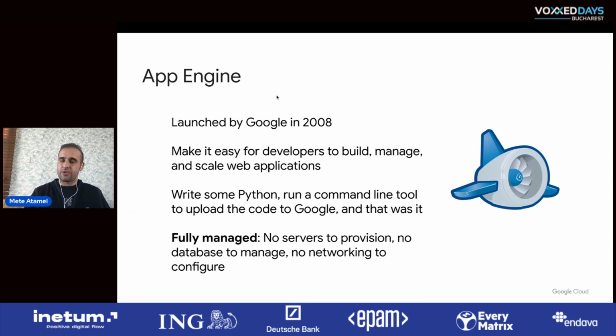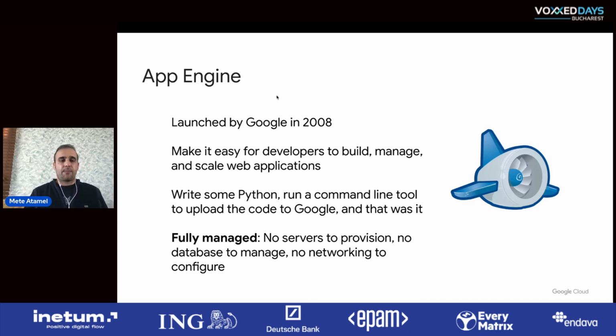All right, so this is the App Engine logo, the original App Engine logo. And App Engine was a service that was launched by Google in 2008. So that was a while ago. And the premise of App Engine was to make it easy for developers to build, manage, and scale web applications. So it was geared towards web applications.